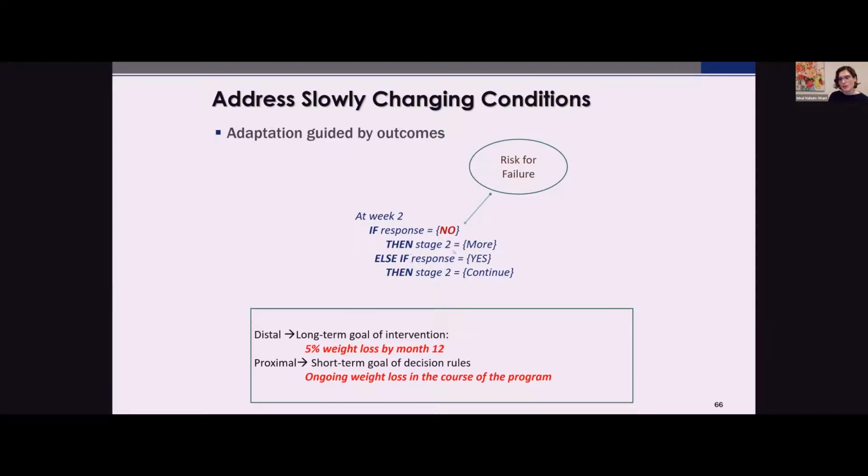Now, I want you to notice what is going on here. If the person shows early signs of non-response, if they're not losing sufficient amount of weight, we want to give them more support. Why? Because by giving them more support, we encourage them to lose more weight in the course of the program. And by encouraging them to lose more weight in the course of the program, we'll be able to achieve the distal outcome, which is 5% weight loss by month 12. So you can think about the proximal outcomes as mechanisms of change, as pathways through which the adaptation process, the decision rule, can help you achieve the distal outcome.